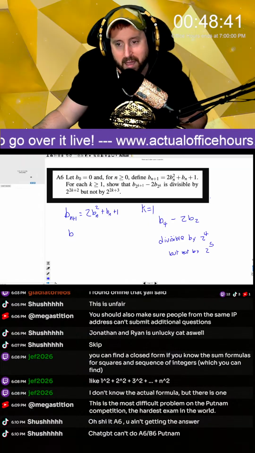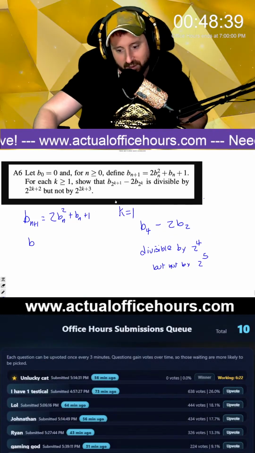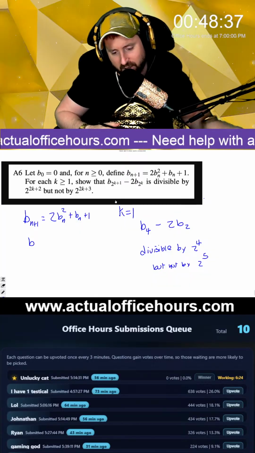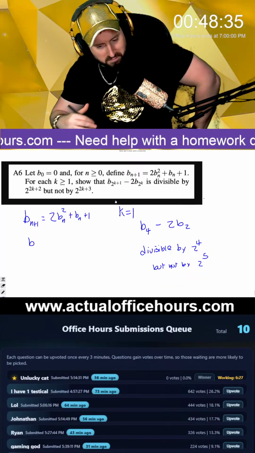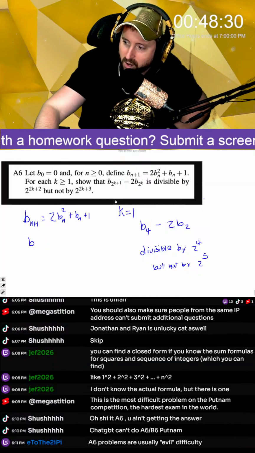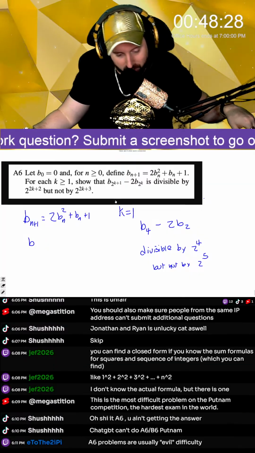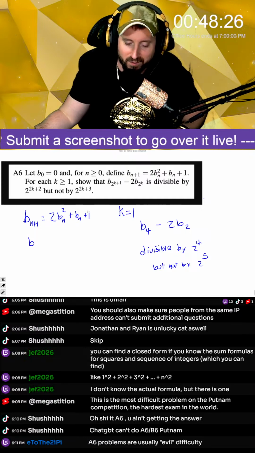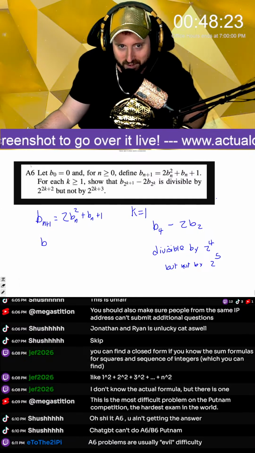You know, it didn't look that bad at first, but then I just see the level of recursion you got to do is really intense. Because it's like series of series type stuff. A6 problems are usually evil difficulty. Okay, thank you, Zach. Oh, no. Okay, well then, I appreciate the math warrior in this.